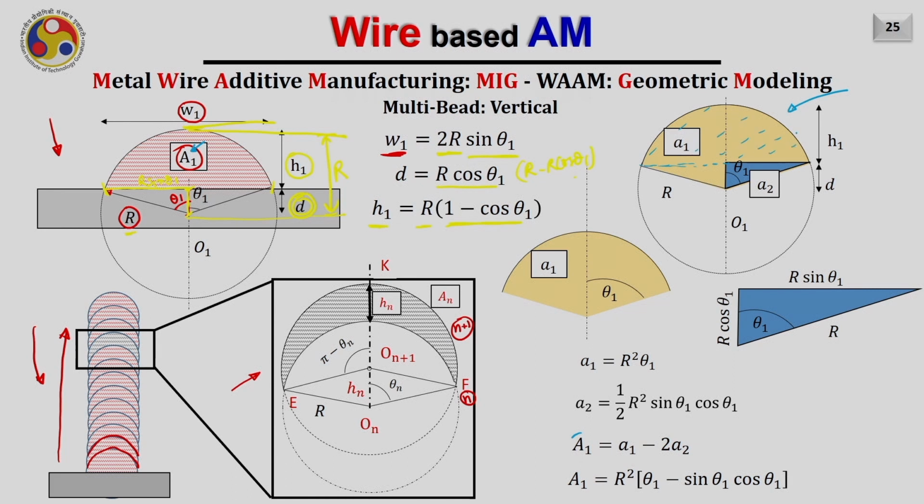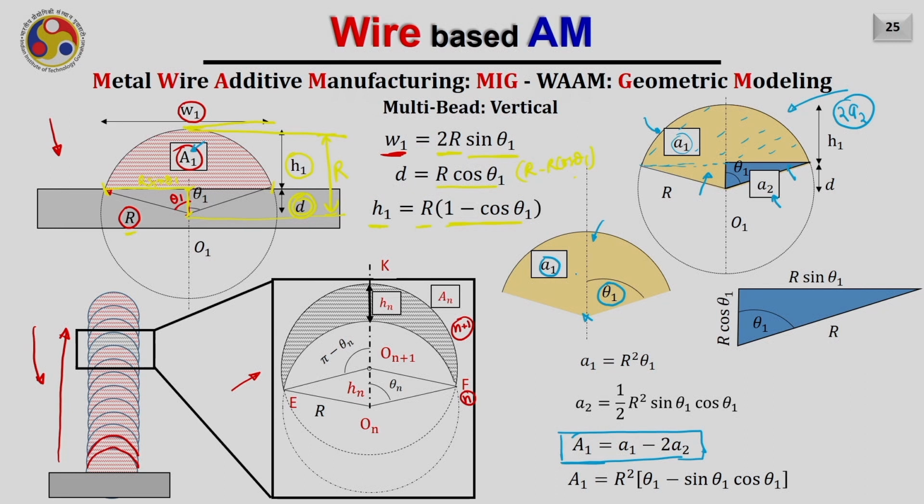So, I am dividing into two regions: area a1, the small area, shown here in yellow color, and the small area a2, shown here in blue color. If I subtract 2a2, the area of the blue triangle, and assume that there will be another triangle here as well, from this area a1, then I can obtain the capital area A1. So, in other words, I can say A1 will be equal to a1 minus 2a2.